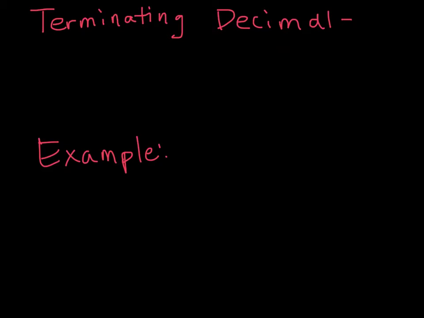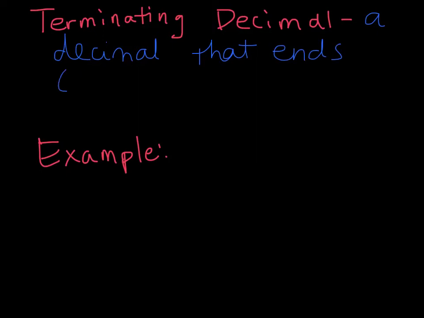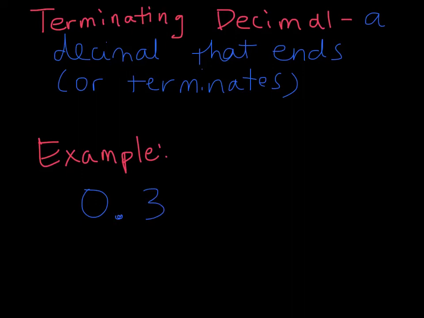Alright, the next thing we're going to look at is a terminating decimal. Now, a terminating decimal is a decimal that ends or terminates. So when we do our division, it actually ends. So for example, 0.3 is a terminating decimal. 1.25 is a terminating decimal. 0.46 is a terminating decimal.